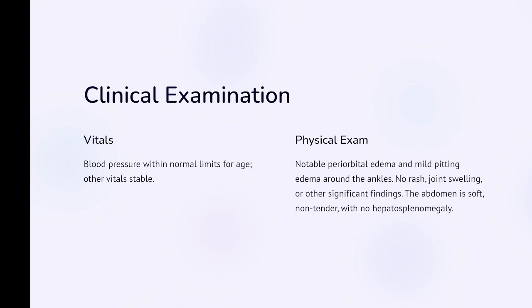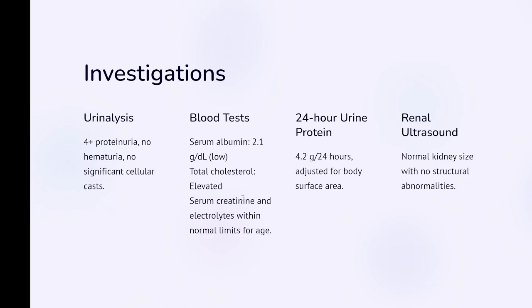Investigations: urinalysis, 4+ proteinuria, no hematuria, no significant cellular casts. Blood tests: serum albumin 2.1 grams per deciliter, low; total cholesterol elevated; serum creatinine and electrolytes within normal limits for age. 24-hour urine protein, 4.2 grams per 24 hours, adjusted for body surface area. Renal ultrasound, normal kidney size with no structural abnormalities.